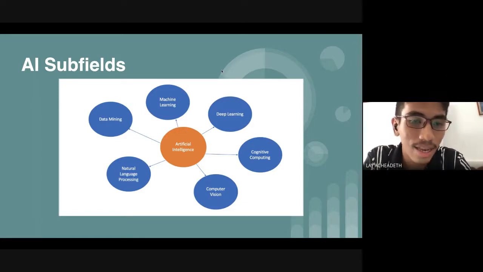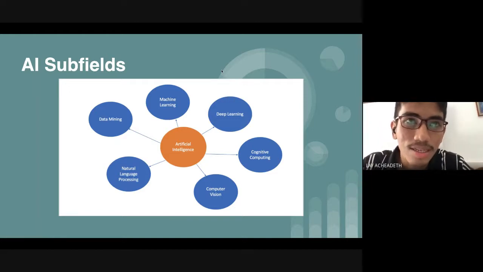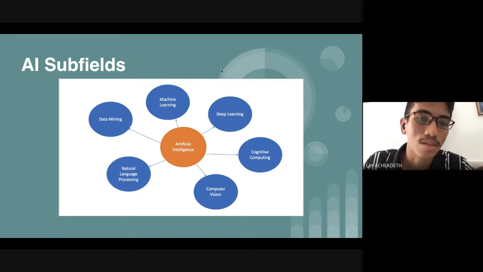And last, we have data mining. Data mining is about mining the important information or insight from a massive amount of data and putting that insight into good use, such as developing business development strategies, and more. Yep, that's what data mining is.